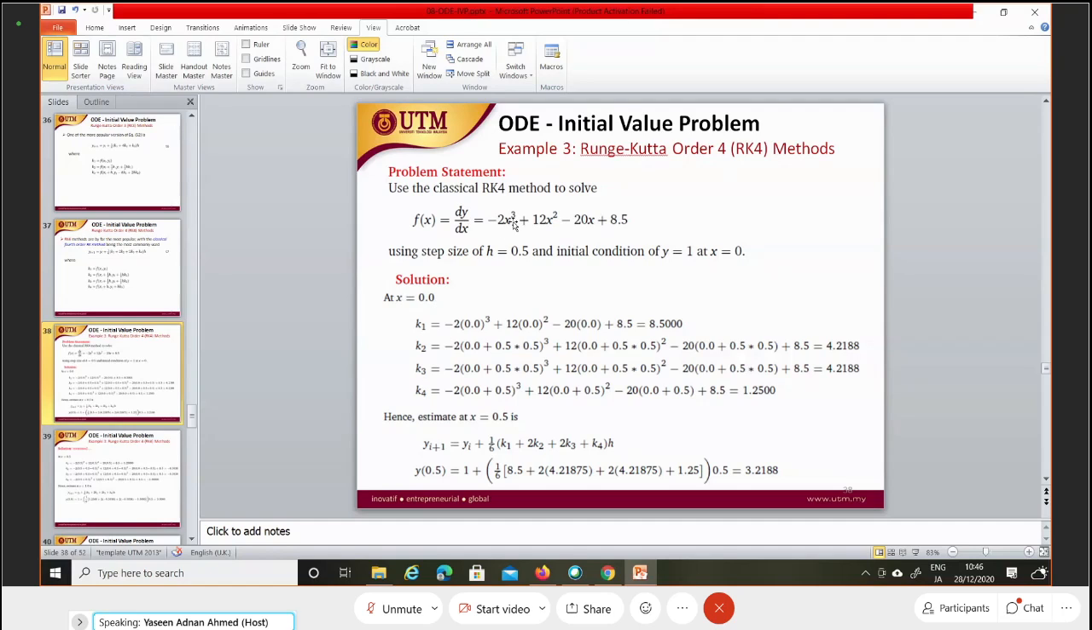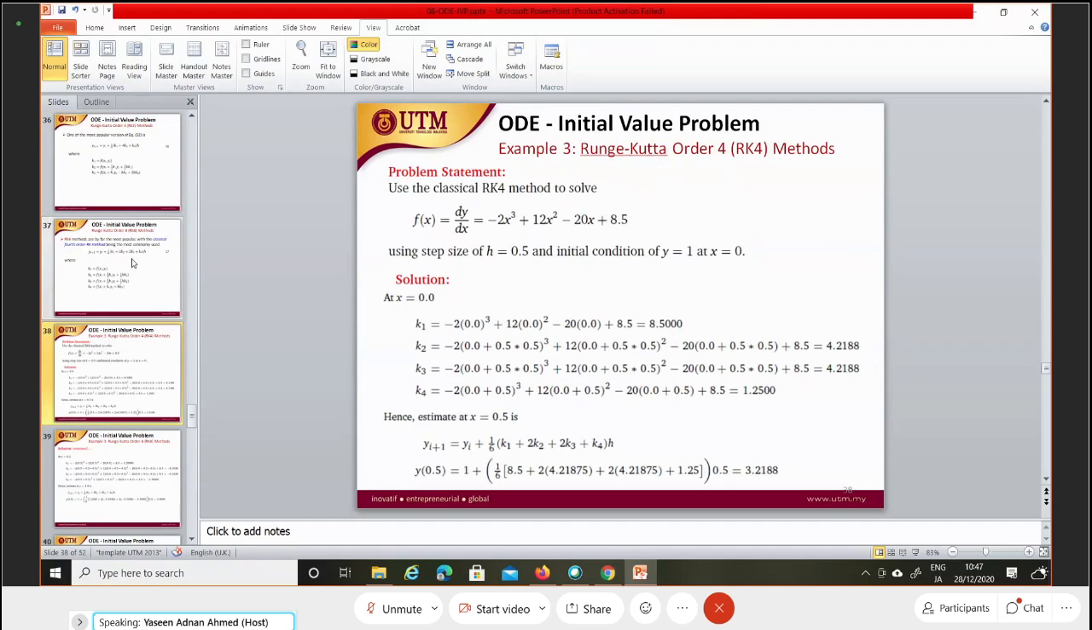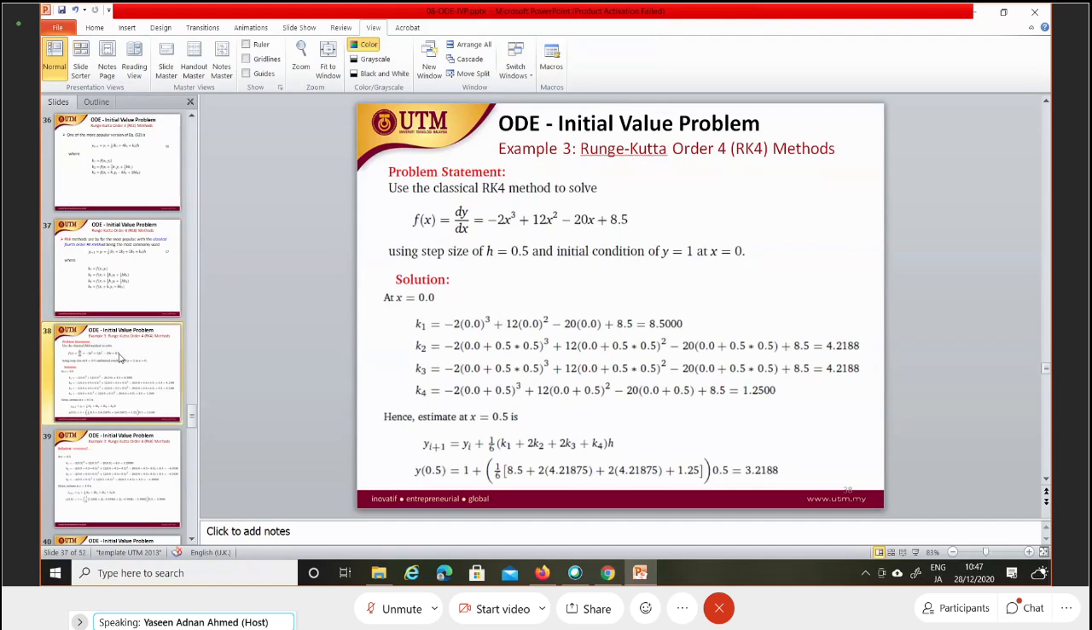K1 is the function itself, you put the value x is equal to 0, right? And then K2, if you remember, K2 is what? xi plus half h, yi plus something. So yi we don't have. So xi plus half h means 0 plus half of 0.5. So instead of using x, we need to use this one. You can calculate this one. 0.5 multiplied by 0.5 is 0.25. You can calculate and then substitute 0.5 here also, no problem.